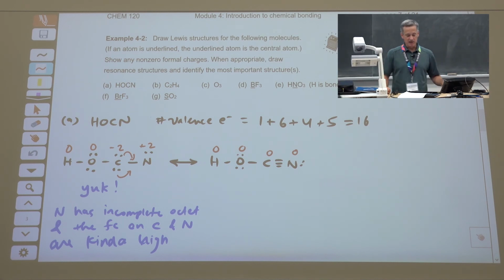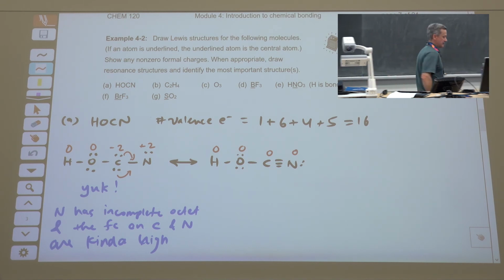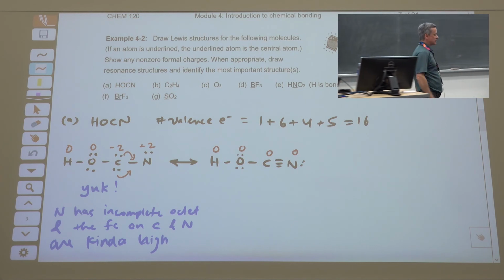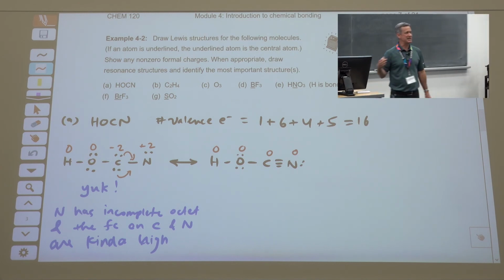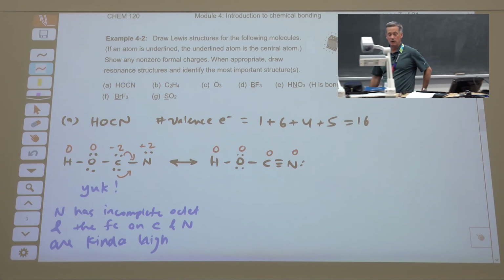If I made a mistake on hydrogen, oxygen, or carbon, and then just said, well, I'm going to deduce the formal charge on nitrogen by invoking that rule that the sum of the formal charges has to equal the total charge, if I made a mistake along the way, that mistake will be propagated into assigning the formal charge on nitrogen as well. Well, this is not the only structure.